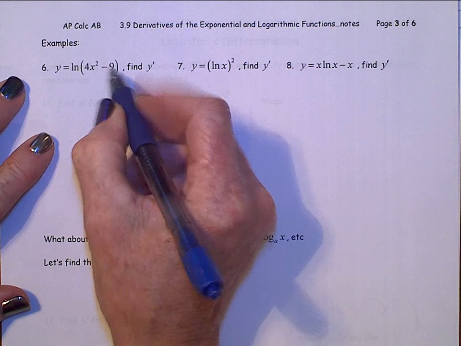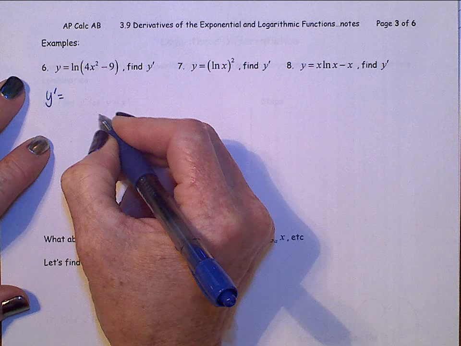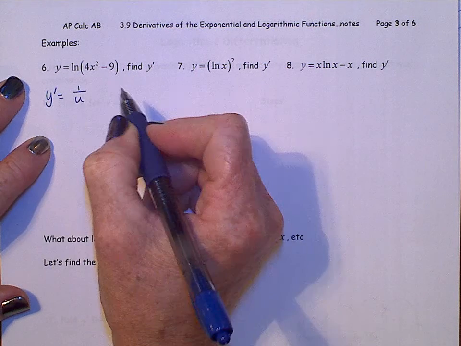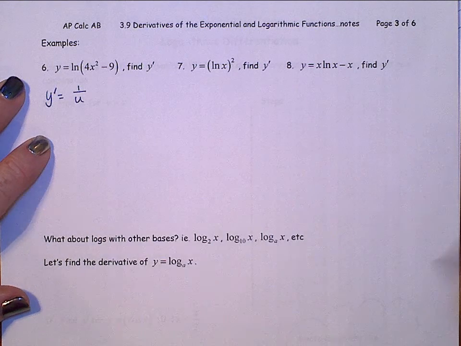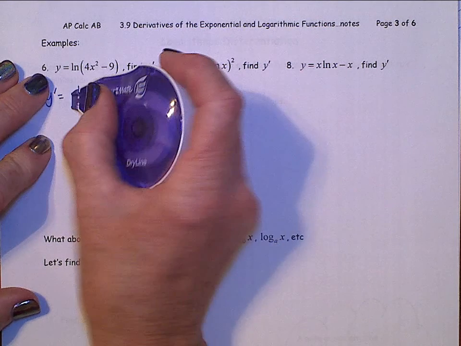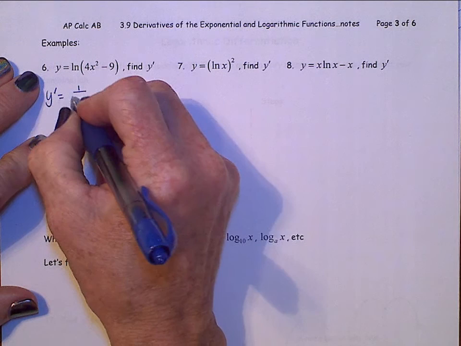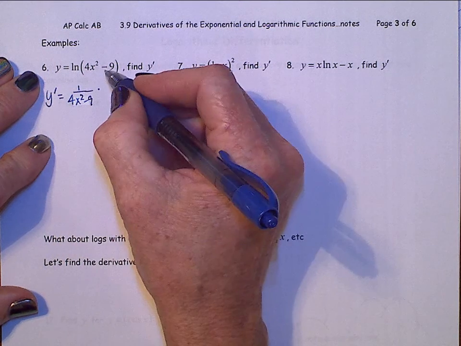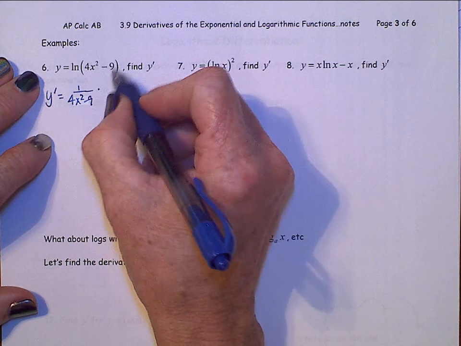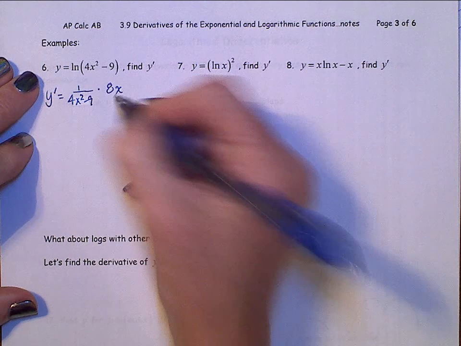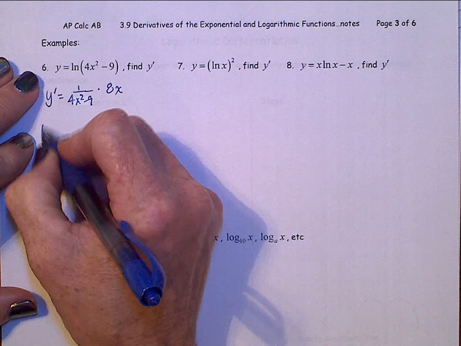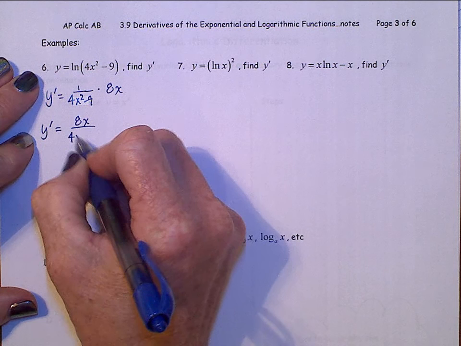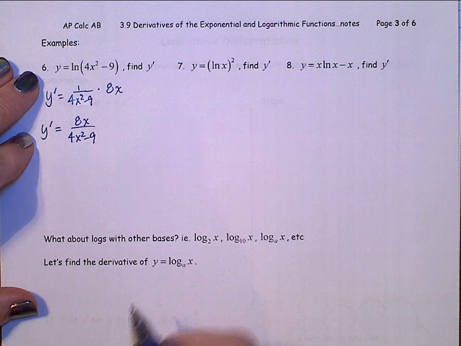So when we find that derivative, y prime, the derivative is 1 over the u. So 1 over u, 1 over 4x squared minus 9, times the derivative of that u, and the derivative of 4x squared minus 9 is 8x. And again, clean this up a bit. y prime is 8x over 4x squared minus 9. And we're done.